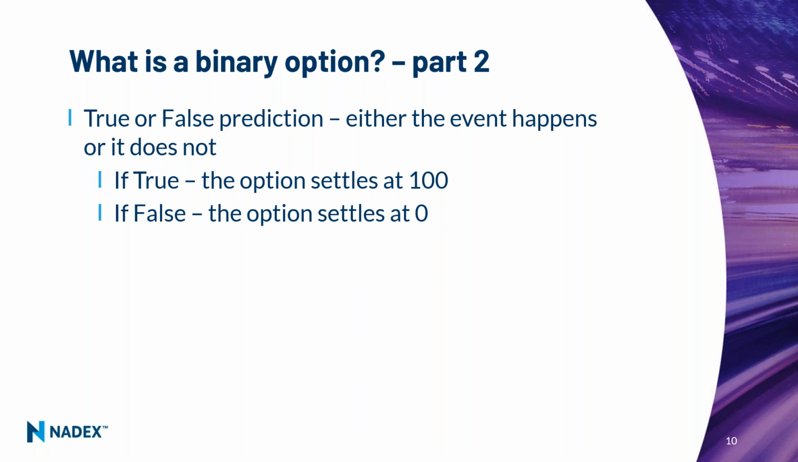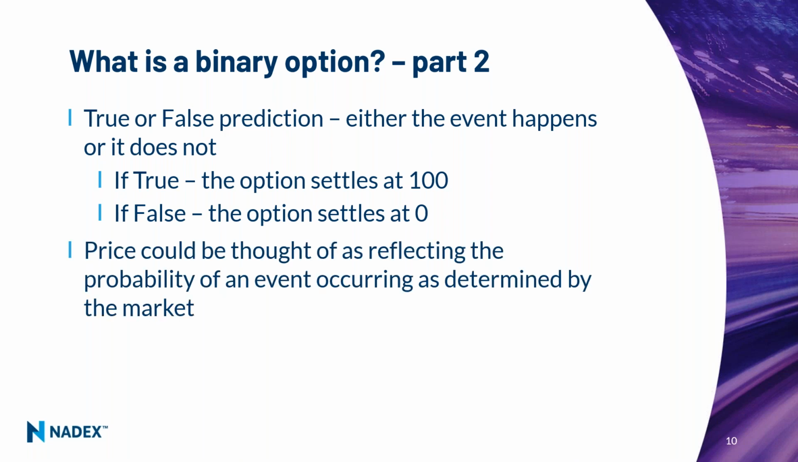And if the statement is false, it goes to 0. So in the end, you've got a prediction, a market, a strike price, a time frame, and at the end of that time frame, did the statement come true or did the statement become false? And it will either go to 100 or it will go to 0. Now let's talk about what that number represents.